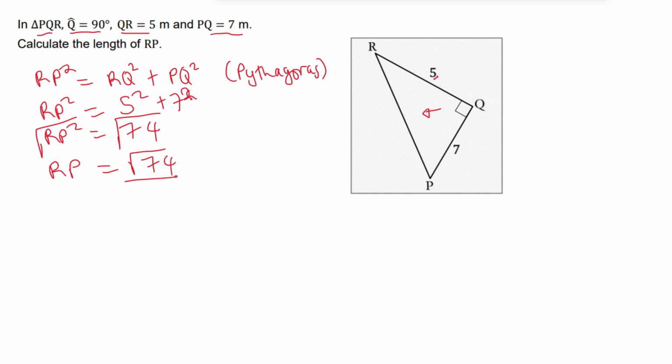So I brought this example just to show you that sometimes you get such answers. So we can leave our answer in surd form like this. This is fine. So the answer is root 74 units.